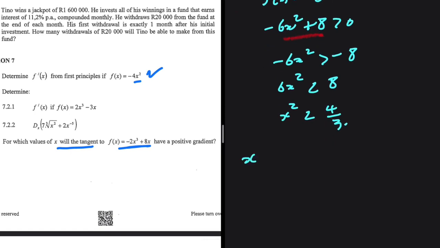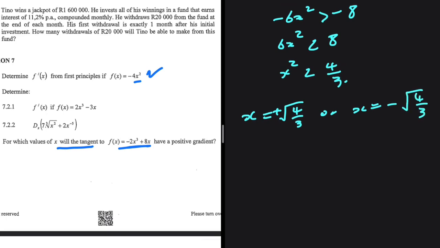We're going to have x being equal to the square root of 4 divided by 3, or x being equal to minus the square root of 4 divided by 3. But if you go ahead and evaluate, x is between minus the square root of 4 divided by 3 and plus the square root of 4 divided by 3. If you substitute any value between these two, indeed, the gradient is going to be positive. So this is the answer to 7.3.